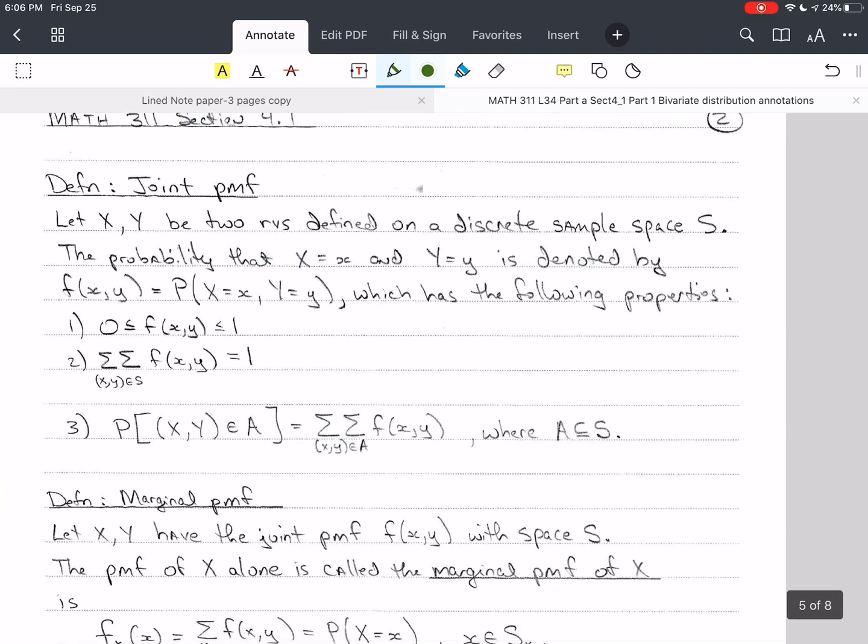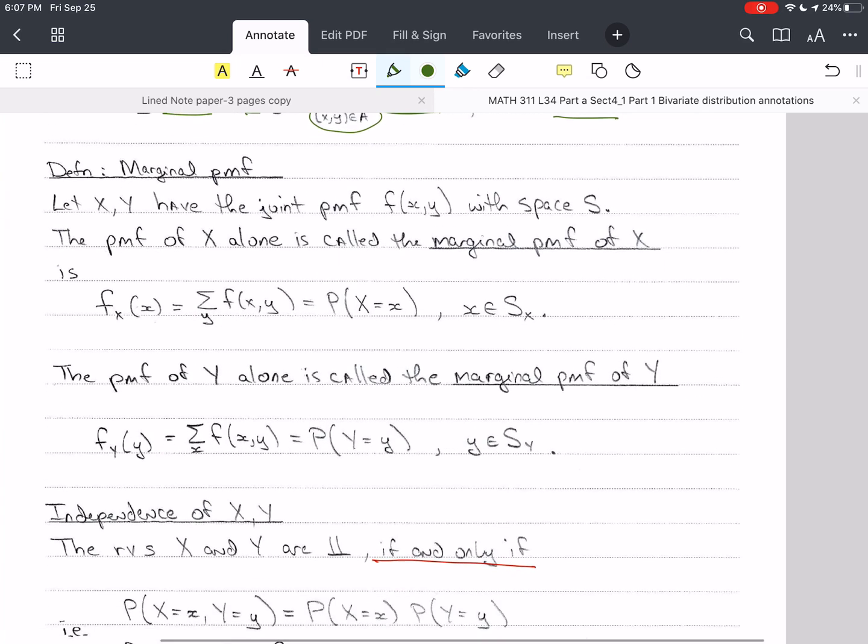So I've given the definition of the joint PMF already, but what I will talk about are these properties, and I did talk about this a little bit. Since a PMF is also a probability, the joint PMF of x and y has to be between 0 and 1, and the sum of all x and y combinations of the joint PMF has to equal 1. And then finally, if I have some subset A in the sample space, the probability that x and y are in A is the sum of those x and y's that are in A of the joint PMF here.